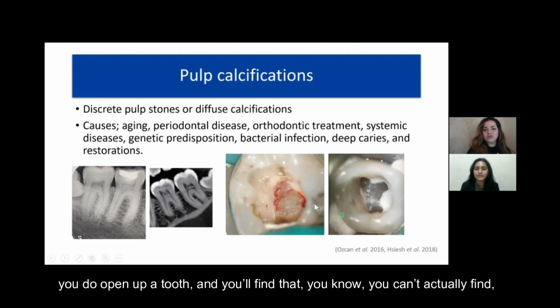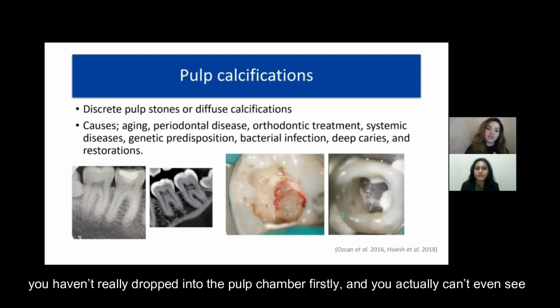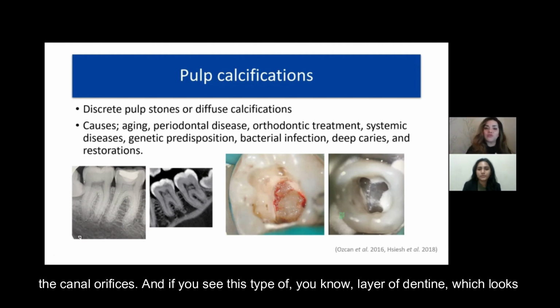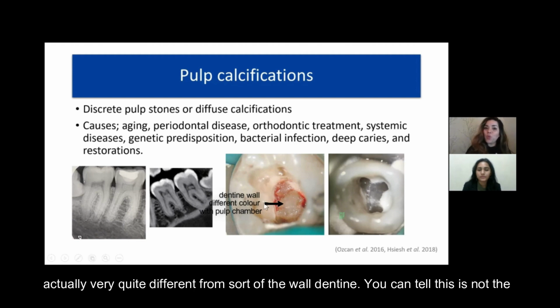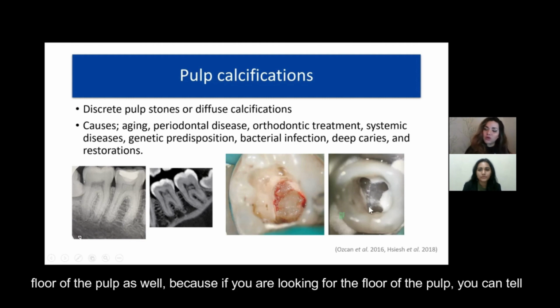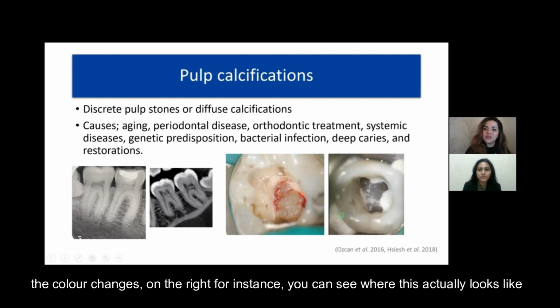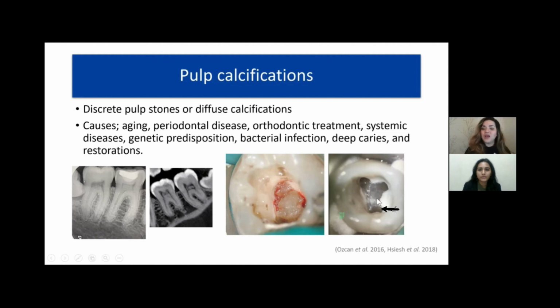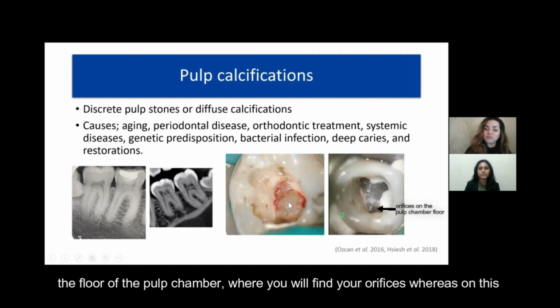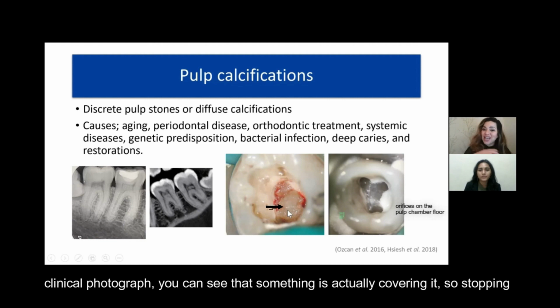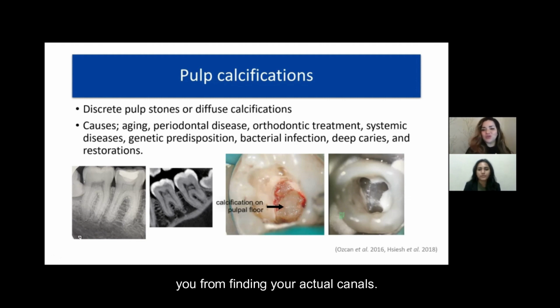If you open up a tooth and you haven't dropped into the pulp chamber, and you can't even see the canal orifices, and you see a layer of dentine which looks quite different from the wall dentine, you can tell that this is not the floor of the pulp, because the color changes. On the right, for instance, you can see what looks like the floor of the pulp chamber, where you will find your orifices, whereas on this clinical photograph, something is covering it, stopping you from finding your actual canals.